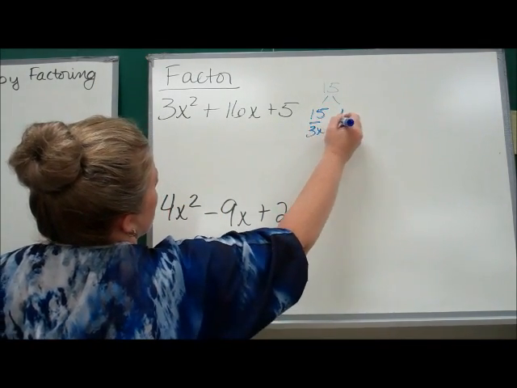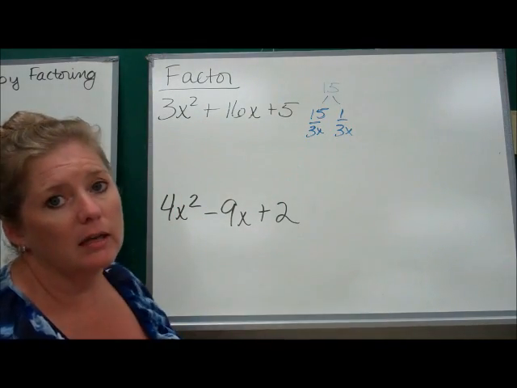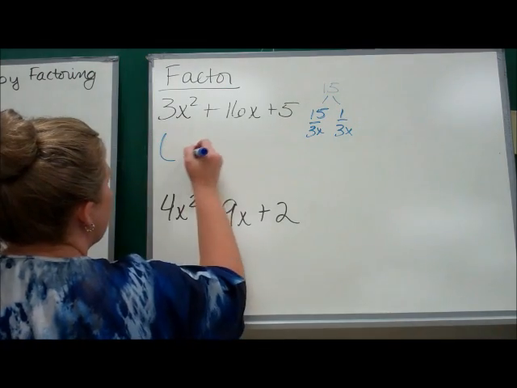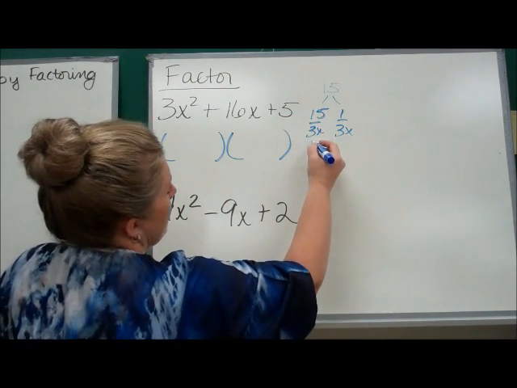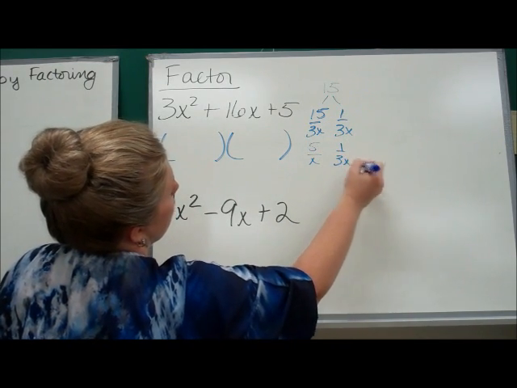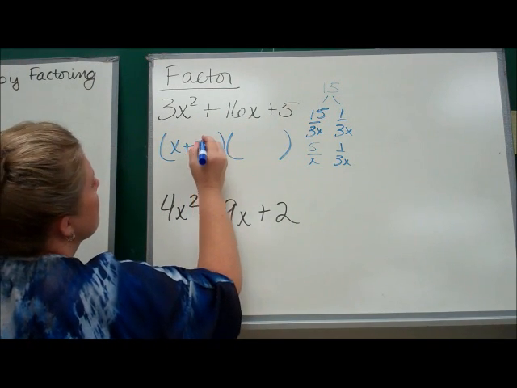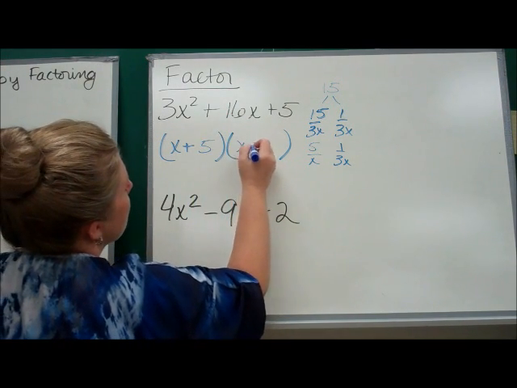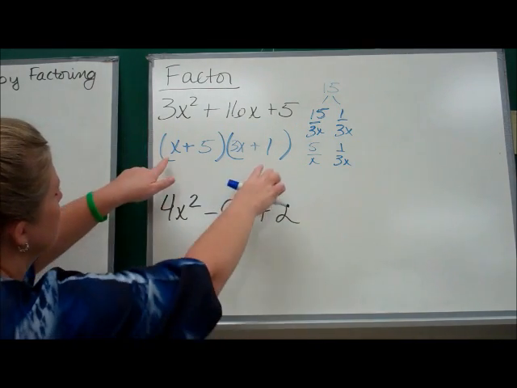Divide both by the 3. If you want, throw an x on there. That helps remind you that that's going to go with the x in the binomials. Okay, simplify. This is going to be 5 over x, and then this will be 1 over 3x. So we've got x plus 5 and 3x plus 1. Check it.